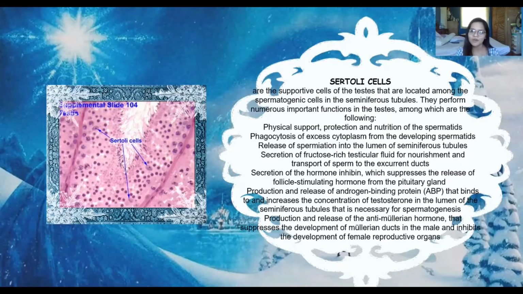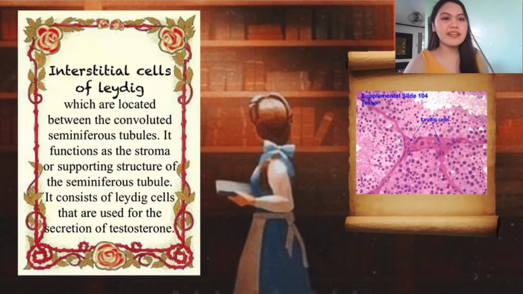of female reproductive parts. Good day, I am Alessandra May Peñaranda and I will further discuss the other information of the male reproductive system. So the interstitial cells of Leydig, which are located between the convoluted seminiferous tubules, function as the stroma or supporting structure of the seminiferous tubule. It consists of Leydig cells that are used for the secretion of testosterone.